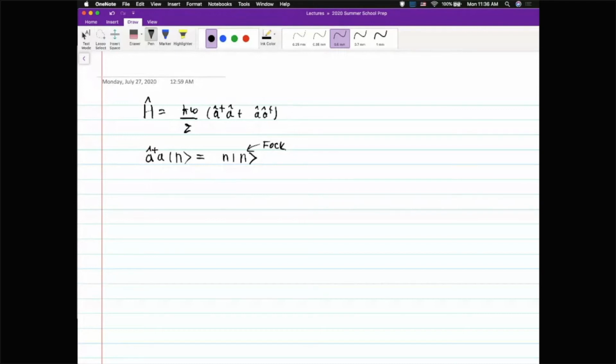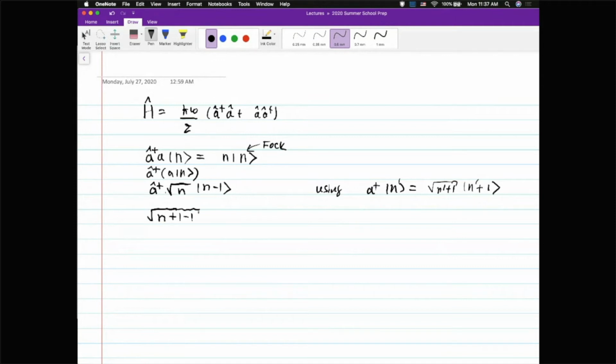Well, if we looked at the previous line, which we can decompose like this, A dagger applied on A times n is nothing but the square root of n times n minus 1. And we still have the A dagger operator to apply. And now using, again, the fact that A dagger applied on n prime is equal to the square root of n prime plus 1 applied on n prime plus 1. So it raises the state. And so if we use this again, then we arrive at the square root of n plus 1 minus 1 times the square root of n applied to the state n minus 1 plus 1. Hopefully this is making some sense here.